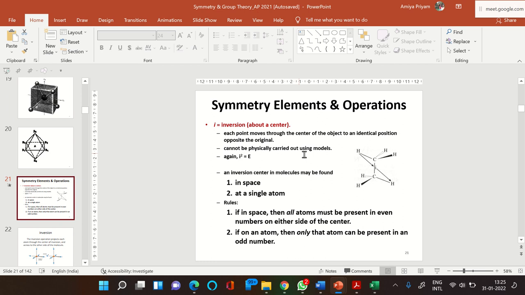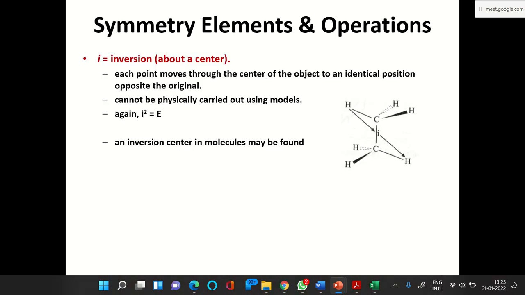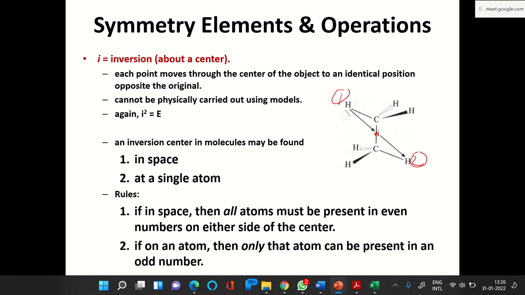We'll also learn about other symmetry operations and elements like inversion. When we talk about inversion, it will be a point through which you can have symmetry. You take every point across that point, diametrically opposite. It can be in space or it can be an atom at the point, and each point is moved through the center to an identical position in the opposite location.